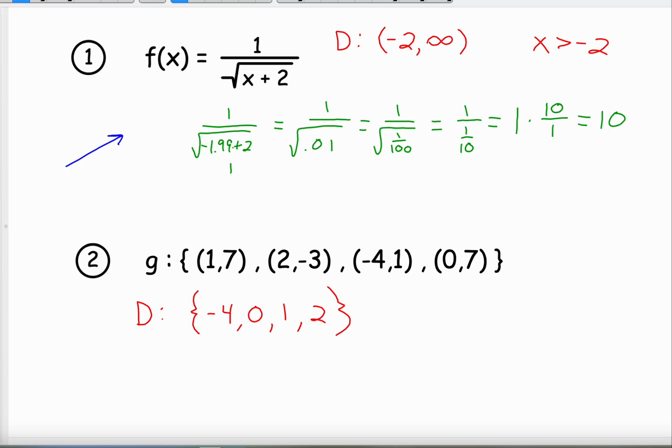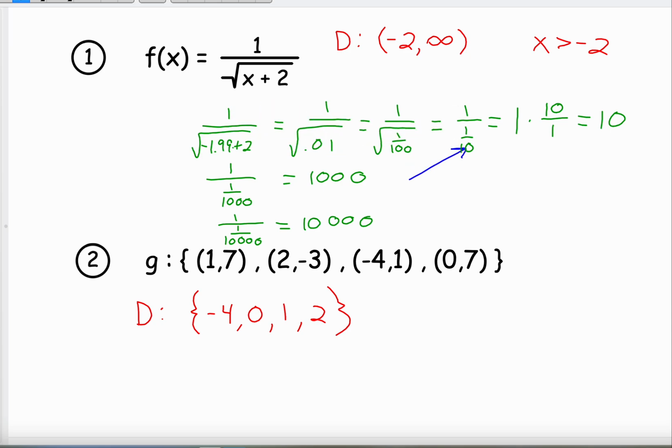So if I got even closer to -2, like -1.999, I'm going to get stuff like 1 over 1,000, and so that's going to be 1,000. Or I'm going to get 1 over 10,000, and that's going to wind up being 10,000. So as you can see, the closer I get to -2 when I plug it in here, the smaller this is becoming, and I'm taking the square root of that, which is getting even smaller, and then 1 divided by a really small number is giving me a really big number, bigger and bigger and bigger and bigger. So the closer my input gets to -2, the larger my output is getting.